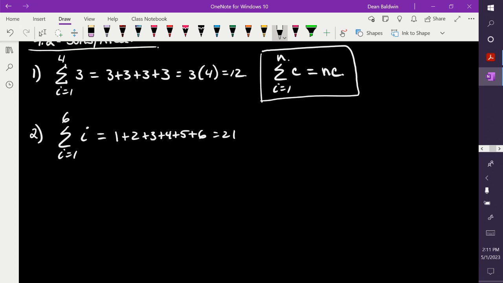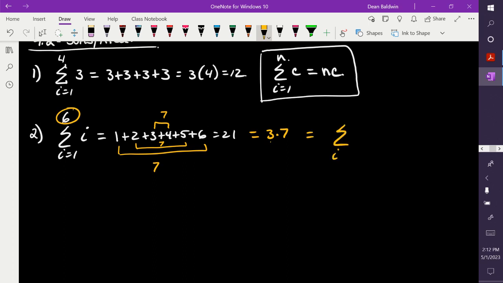He saw this pattern. If I take 1 and 6, what's 6 and 1? 7. If I take 2 and 5, what's that? 7. What's 3 plus 4? 7. So what would be the shortcut? How many 7s do I have? You could just go 3 times 7, right? That 3 is this number divided by 2. Dude, this is like a math legend. So he came up with this formula.